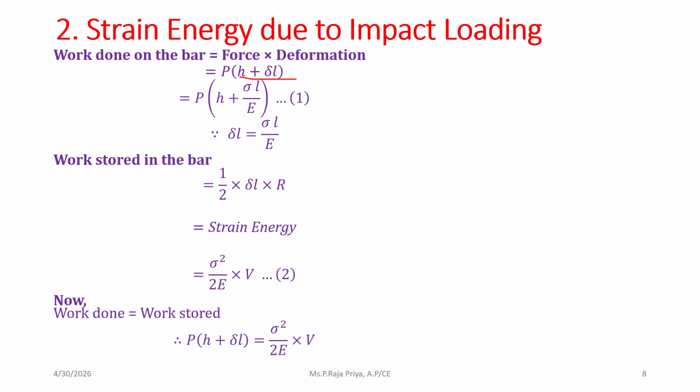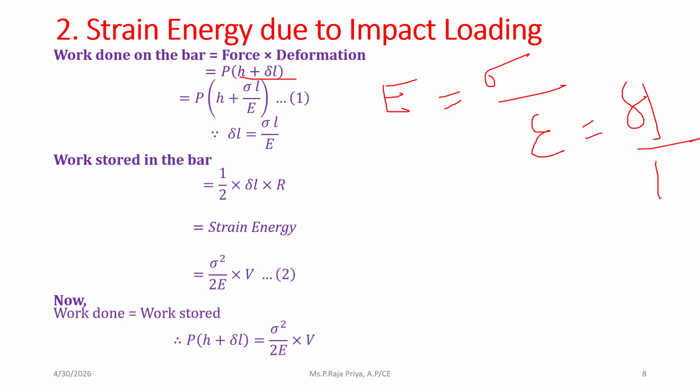So this delta L is the change in length, and we have derived it from the Young's modulus formula. We already know that Young's modulus is equal to stress by strain. Strain will be equal to change in length by original length. So from this we have derived delta L, which is sigma into L by E. Then the work stored in the bar, it is a triangular pattern, so half into P into delta L.